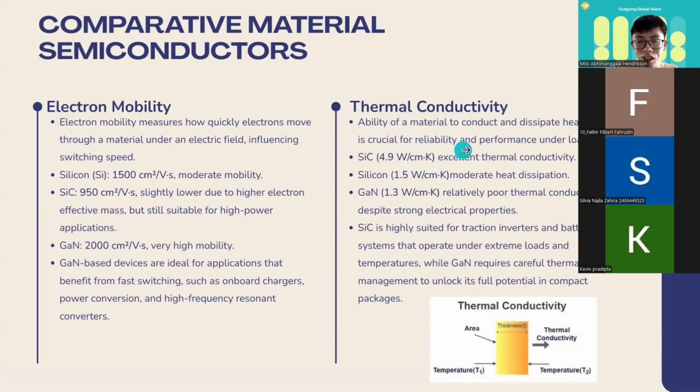And then we continue with the thermal conductivity, which is the ability of a material to conduct and dissipate heat. Thus, it is crucial for reliability and for performance under load. As you see here, silicon carbide has the most excellent thermal conductivity. Thus, it is really useful for traction inverters and battery systems that operate under extreme loads and temperatures. While gallium nitride also requires careful thermal management.